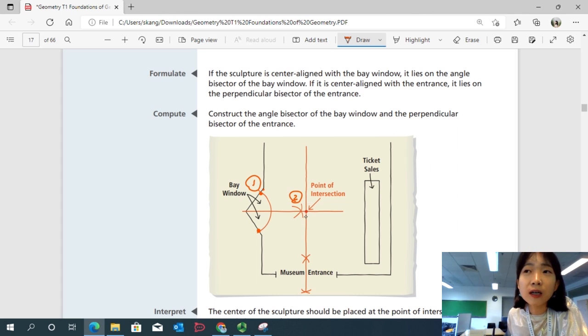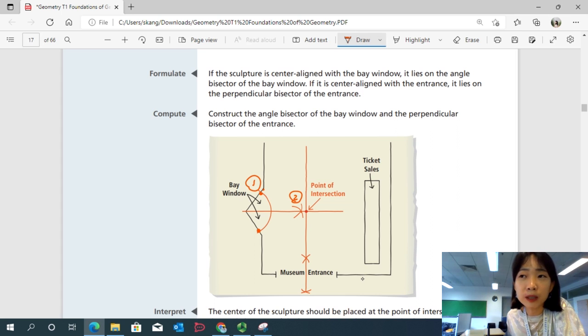And then you're going to connect those two points, this intersection point between the two arcs and the vertex of the angle, to draw a straight line using your straight edge. And this is your first line. Okay? And then you're going to now construct a perpendicular bisector of the museum entrance.